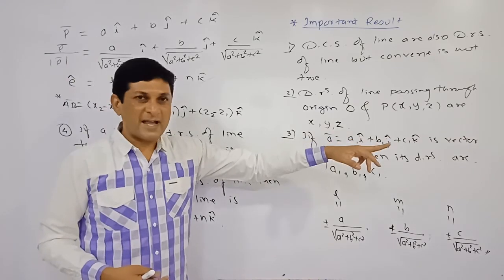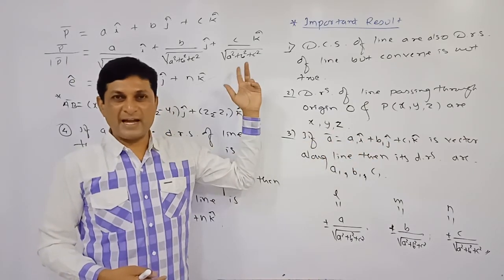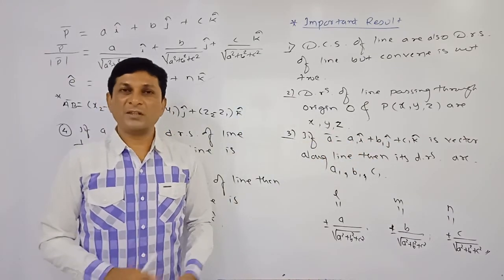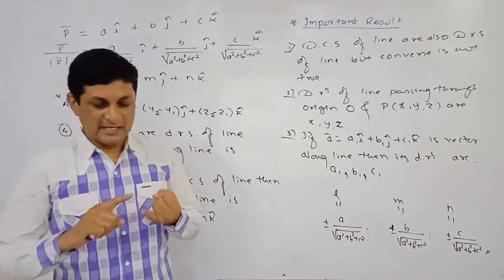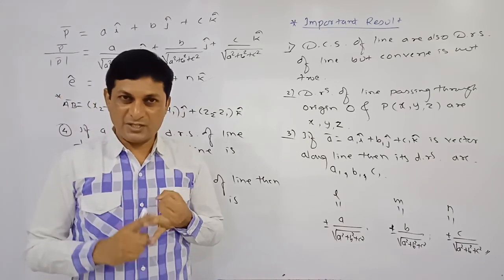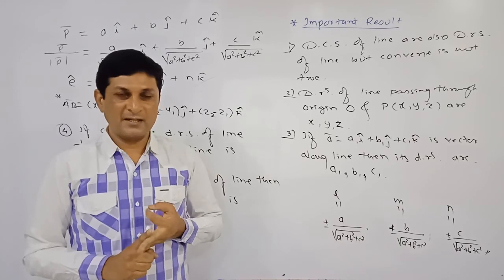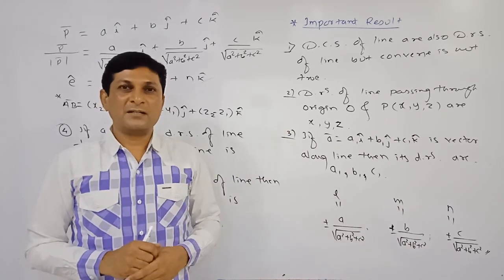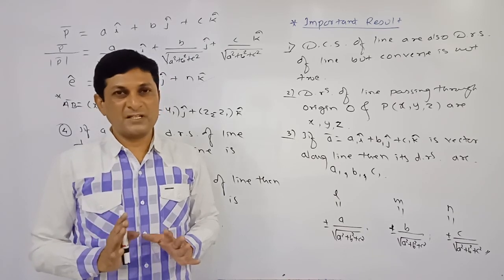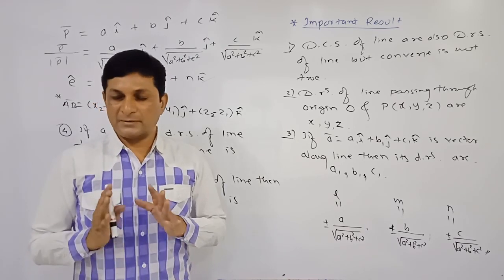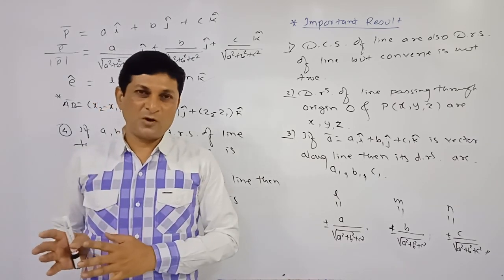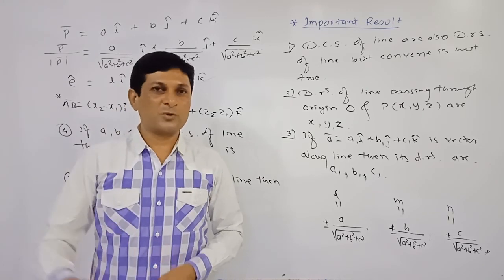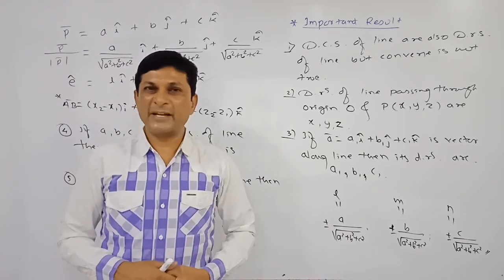Either it is a unit vector or it is not a unit vector, the coefficients of i cap, j cap, k cap are called the direction ratios of the line. So all these are very important results related to direction angles, direction ratios and direction cosines. So go through all these important results. In the next video, first we'll discuss the results and definitions of the cross product, and then we will solve our remaining exercise.